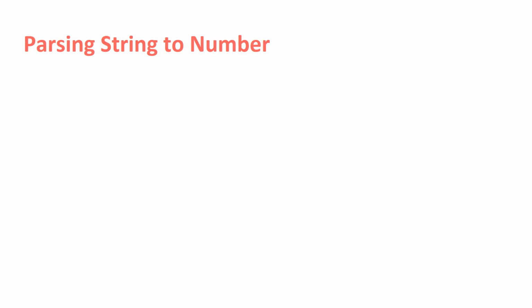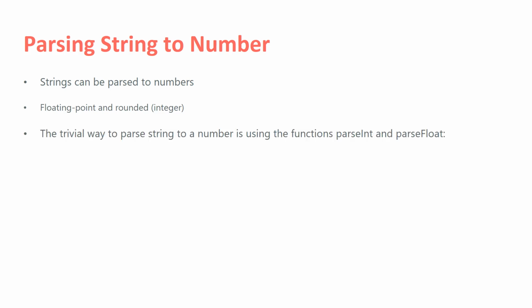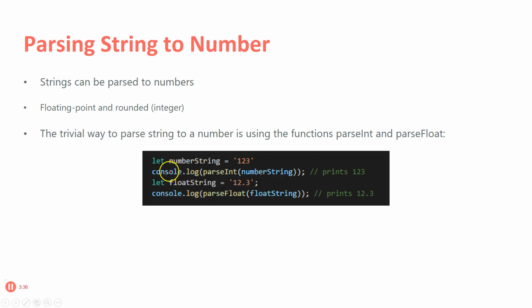How can we parse strings to numbers? Well, we already mentioned that, but let's review it once again. Strings can be parsed to the number data type, both floating point and rounded, which is integer. The trivial way to parse a string to a number is using the functions parseInt and parseFloat. So here I have some string surrounded by single quotes, '123', and this is stored inside a variable named numberString.